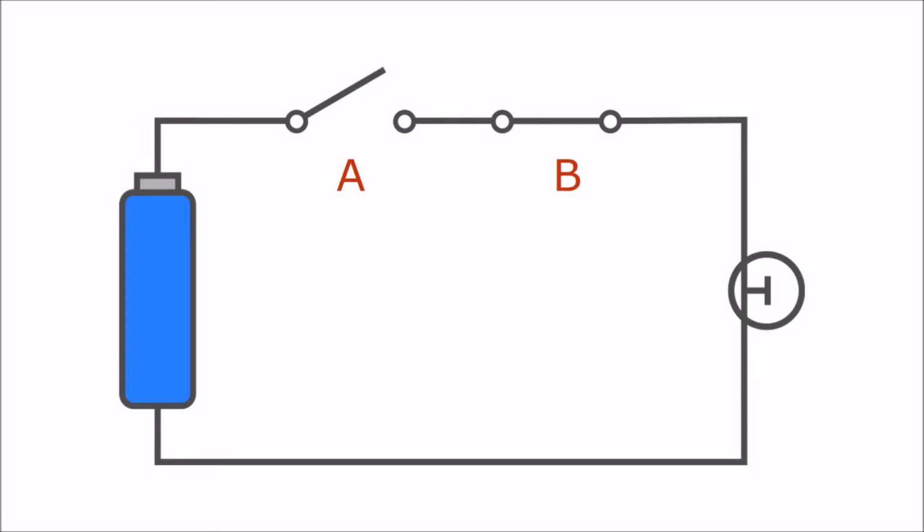Now let's turn off A and turn B on instead. This is a similar situation. The circuit is still broken and the light remains off. To turn the light on, of course, we need to turn on switches A and B at the same time. That way the circuit is complete and the bulb lights up.